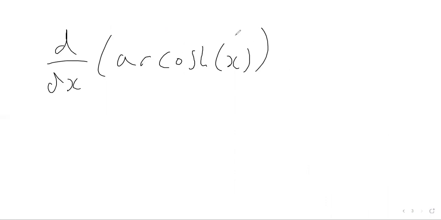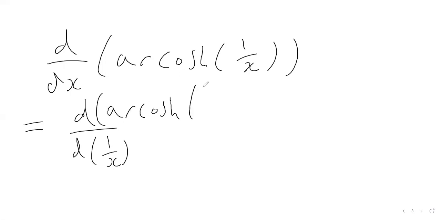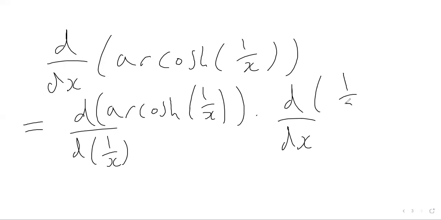Okay, so we're going to differentiate the function, and it's going to be using the chain rule. So differentiating arcosh of 1 over x with respect to x. So we're differentiating a function of x. So this is going to be a chain rule problem. So we're going to differentiate with respect to 1 over x the function arcosh of 1 over x, and multiply that by the derivative with respect to x of 1 over x.